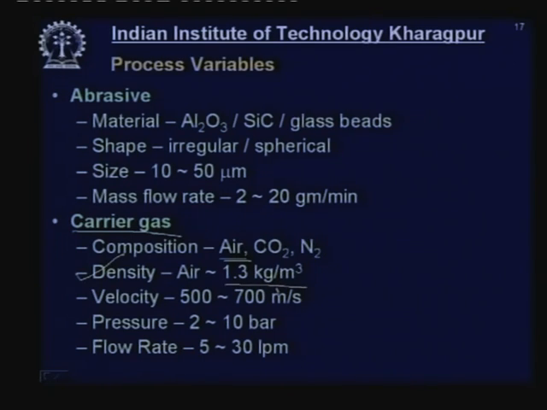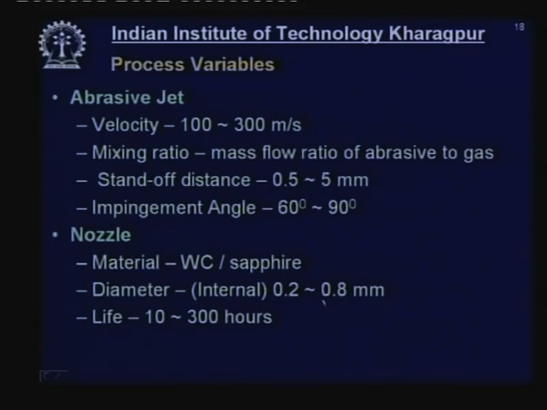Typical density of the air is something around this. Velocity of the gas is around 500 to 700 meter per second, pressure is around 2 to 10 bar, flow rate is around 3 to 30 LPM. One of the most important parameters is the pressure of this carrier gas, because depending on the pressure we will be getting a particular velocity, and that will decide to what extent my abrasive particles would be accelerated.